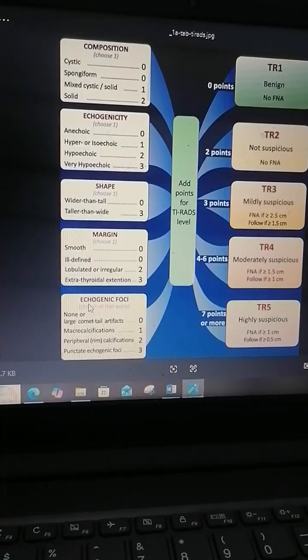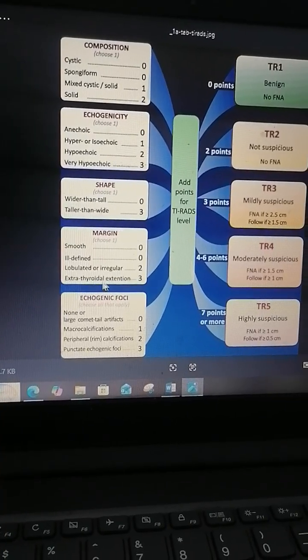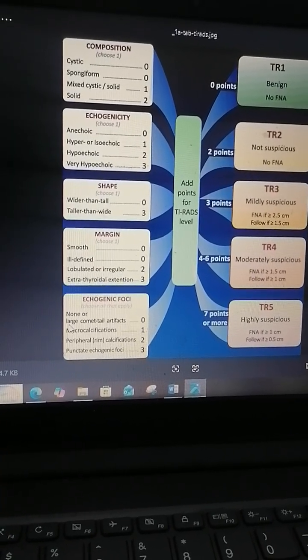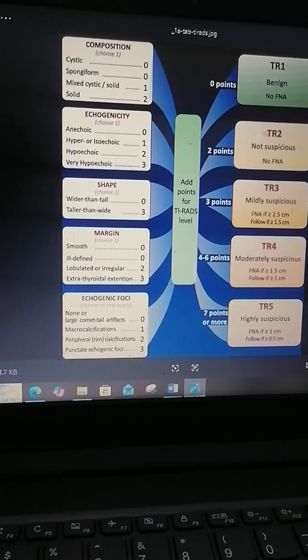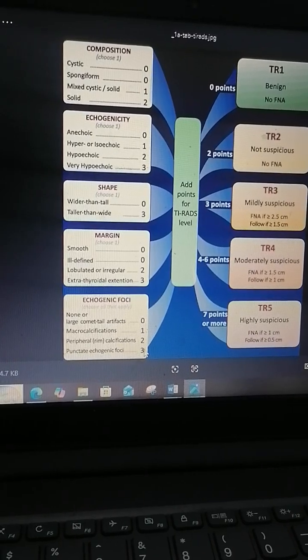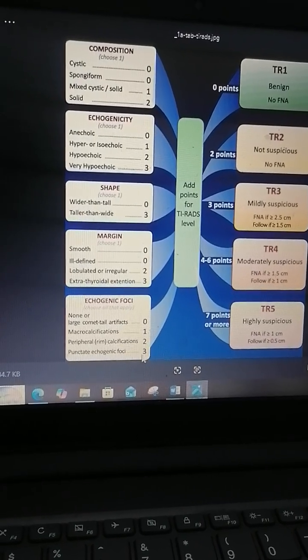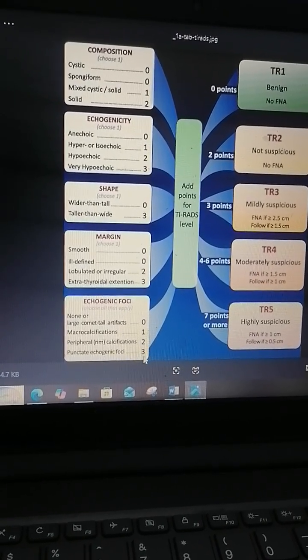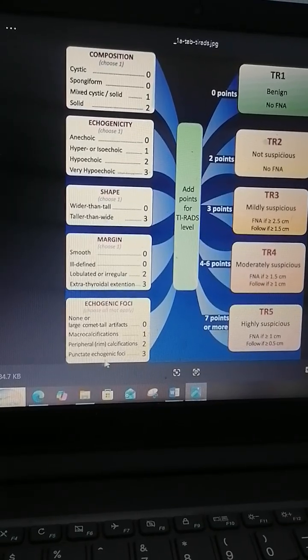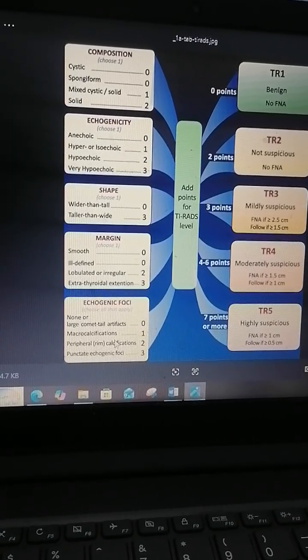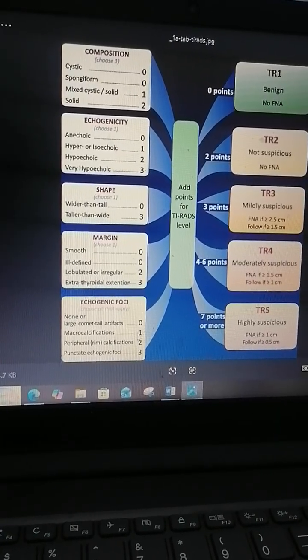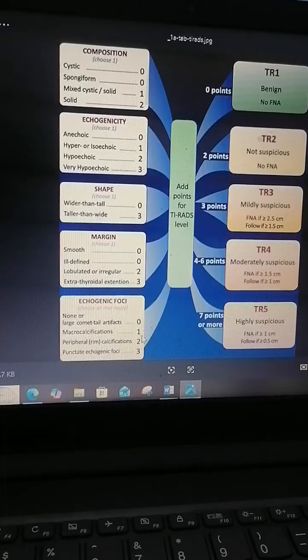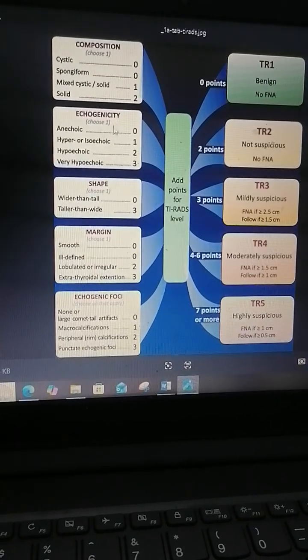Next is echogenic foci, which are basically calcifications. It can be none, macro, peripheral, or punctate. Punctate points to the strongest suspicion of malignancy, and it gets 3 points. Rim calcifications get 2 points, and macro calcifications get only 1 point.